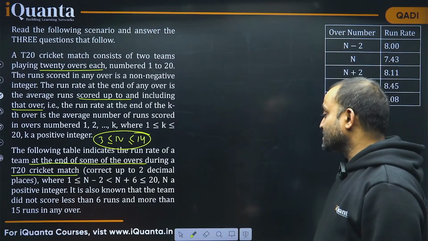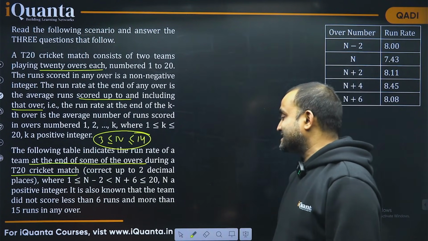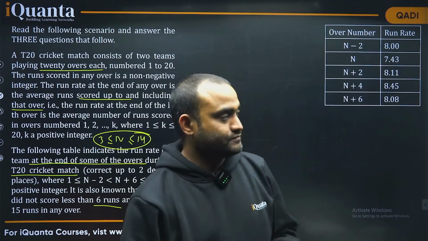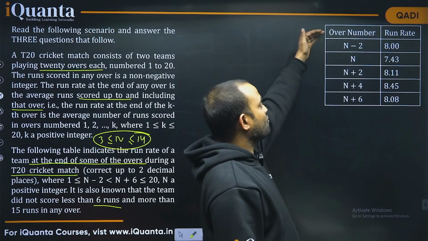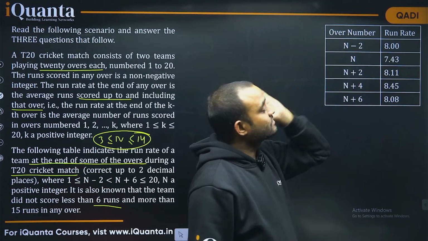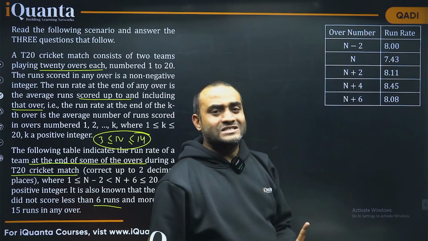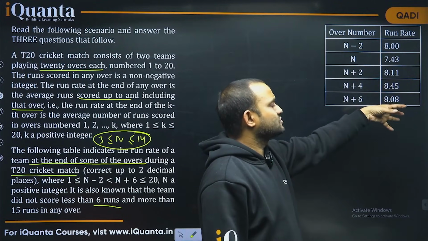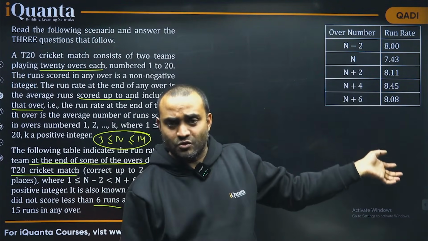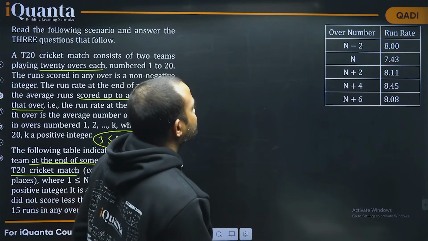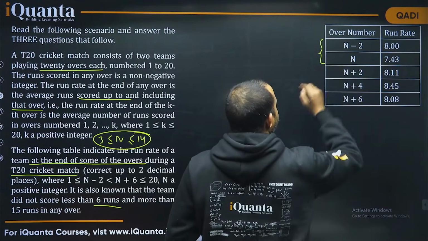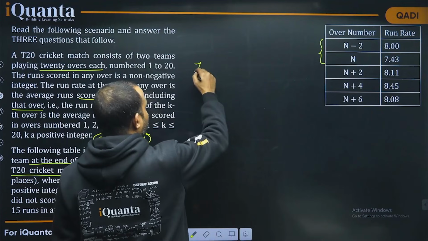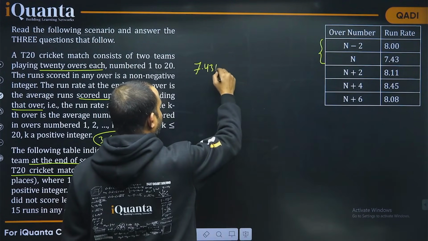It is also known that the team did not score less than 6 runs and more than 15 runs in any over. Okay. So over numbers given, the run rate is given. Even if in one instance we are able to figure out the value of n, we can find out the runs scored after all of these overs, right? So let's start with here. After n overs, the total run will be 7.43 n, right?